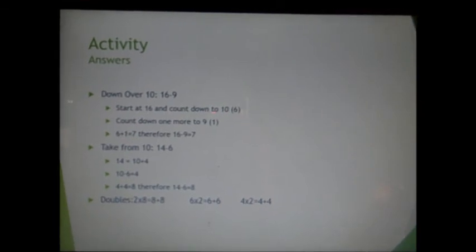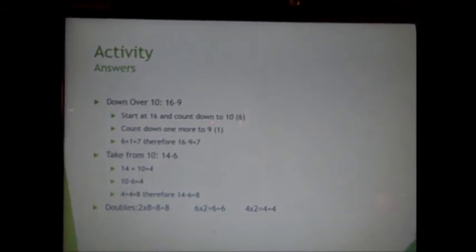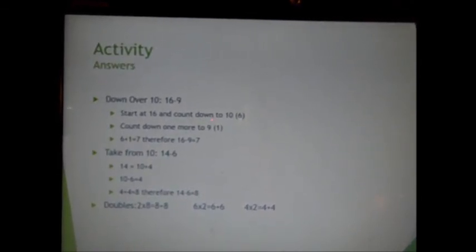Down over 10, 16 minus 9. So you start at 16 and you count down to 10, which is 6. Then you count down 1 more to 9, which is 1. 6 plus 1 equals 7, therefore 16 minus 9 equals 7. Take from 10, 14 minus 6. 14 equals 10 plus 4. 10 minus 6 equals 4. 4 plus 4 equals 8. Therefore, 14 minus 6 equals 8.